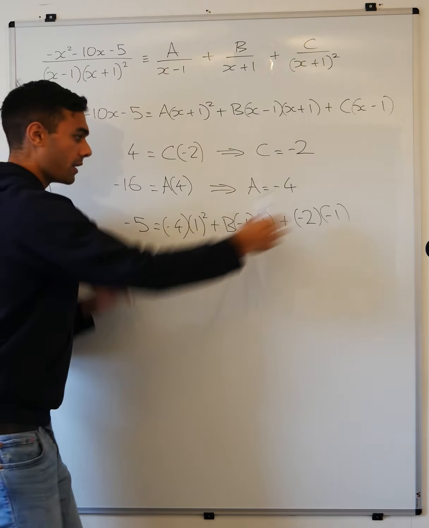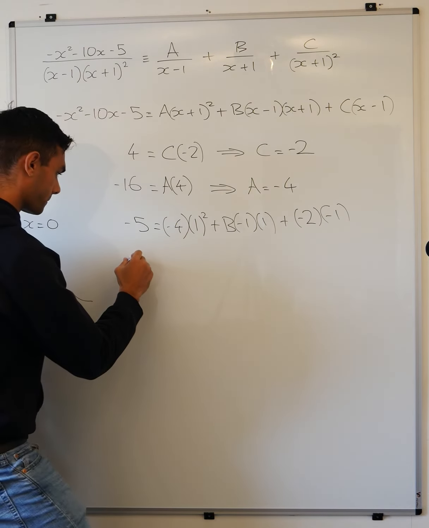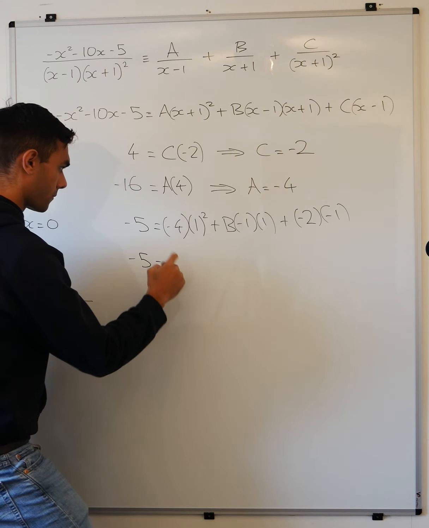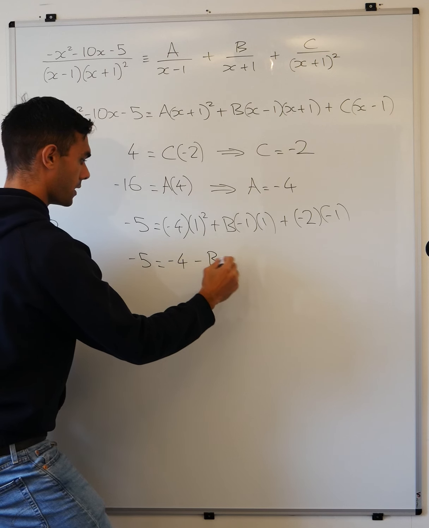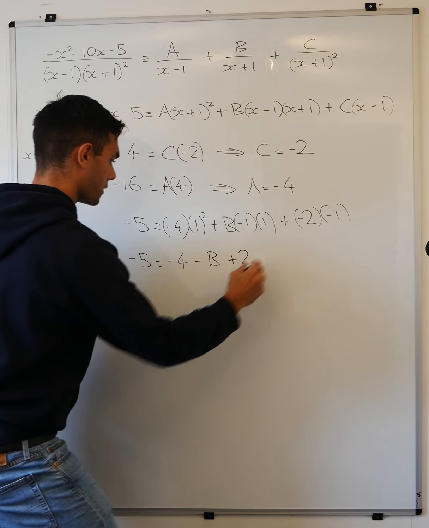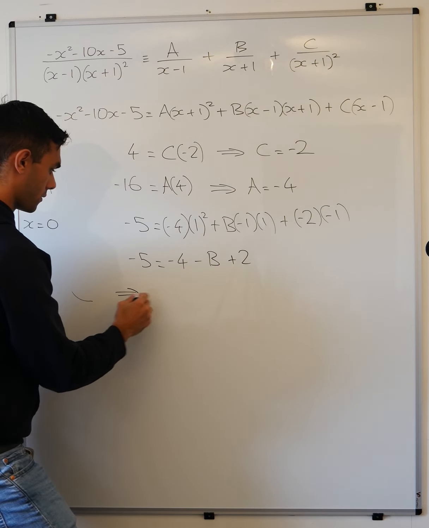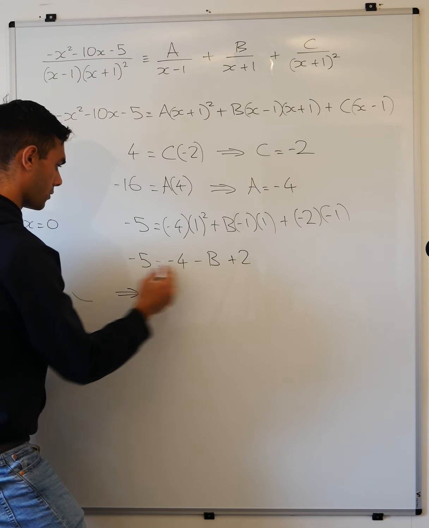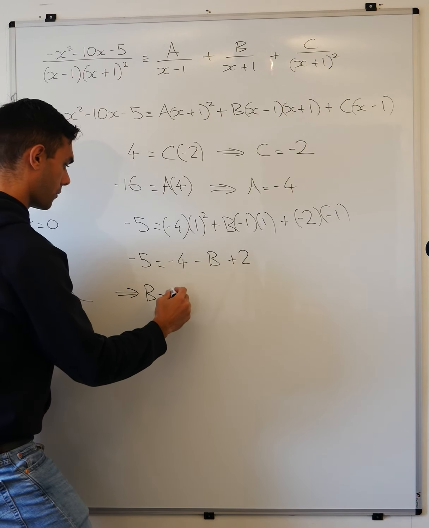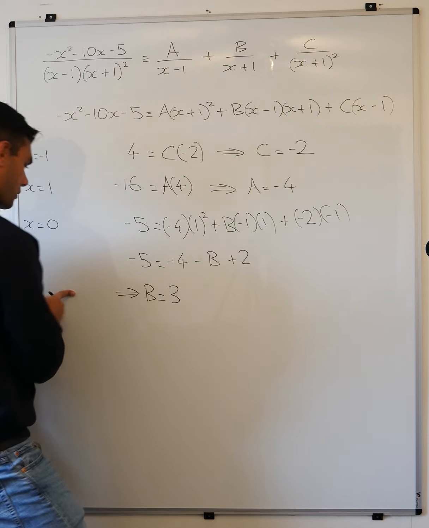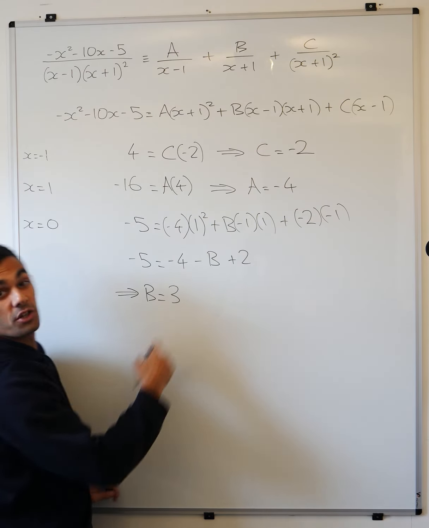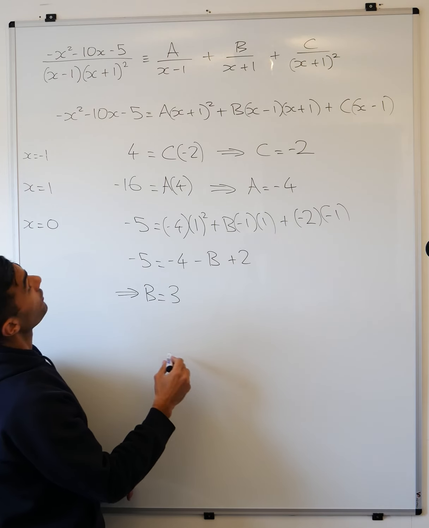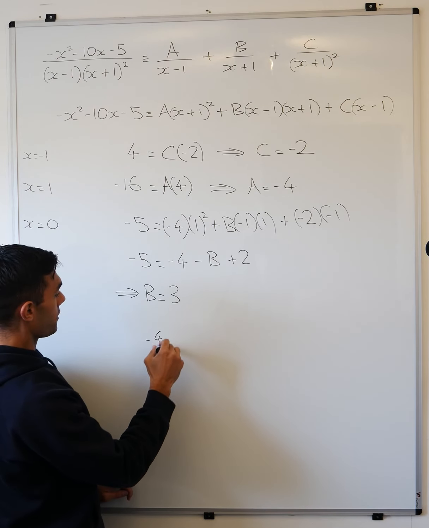Okay, let's evaluate this line, see what we get for B. So -4 minus B plus 2. So what do we get? 1, 3. Let's check that's right. 1. Yep, looks good. Alright, and then we can just write our answer at the end. So we get -4.